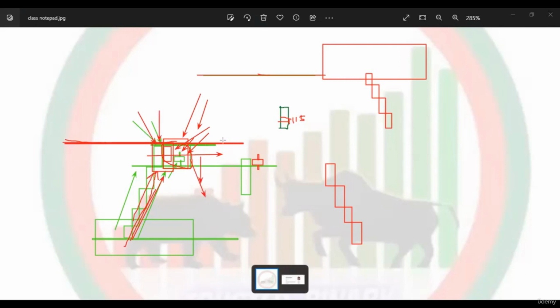So don't take any common theory. Just try to apply everything with the market structure movement, and you have to take so many confirmations from the market also. Otherwise it will not work.